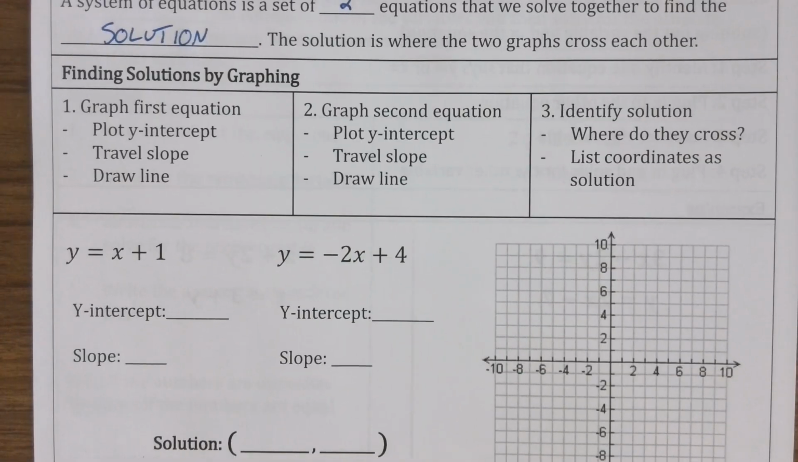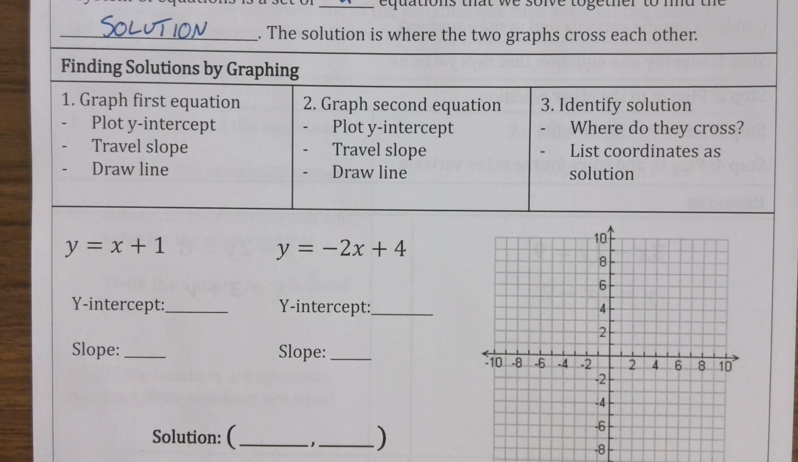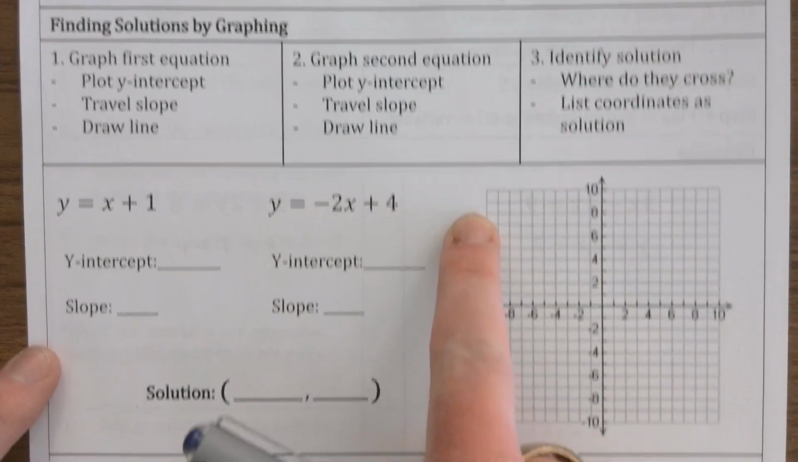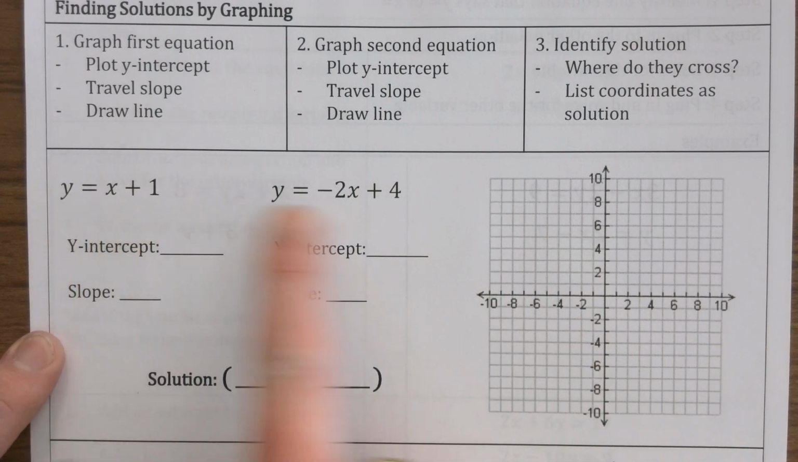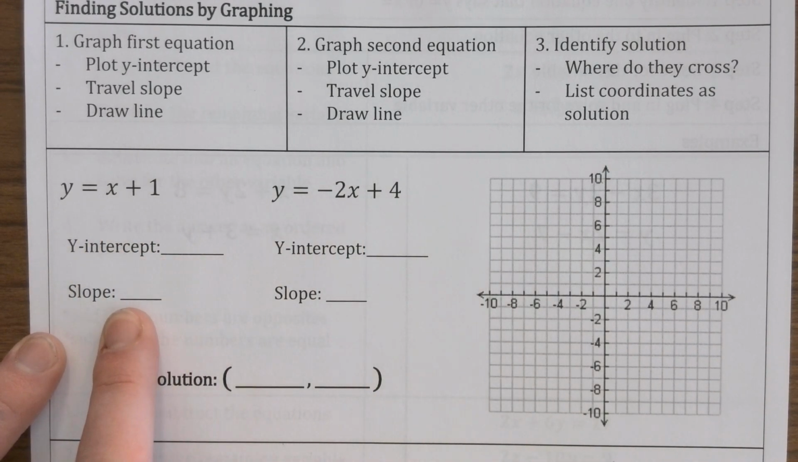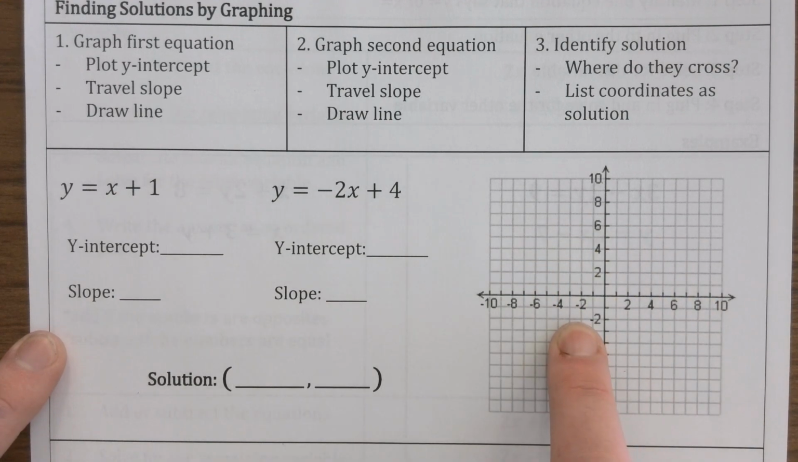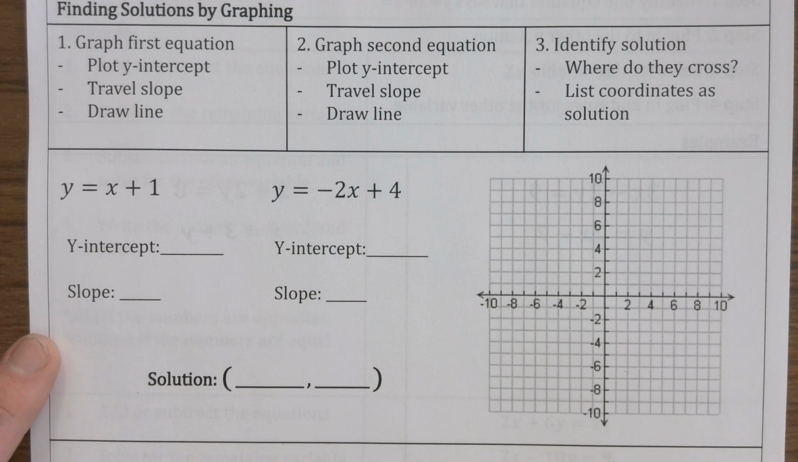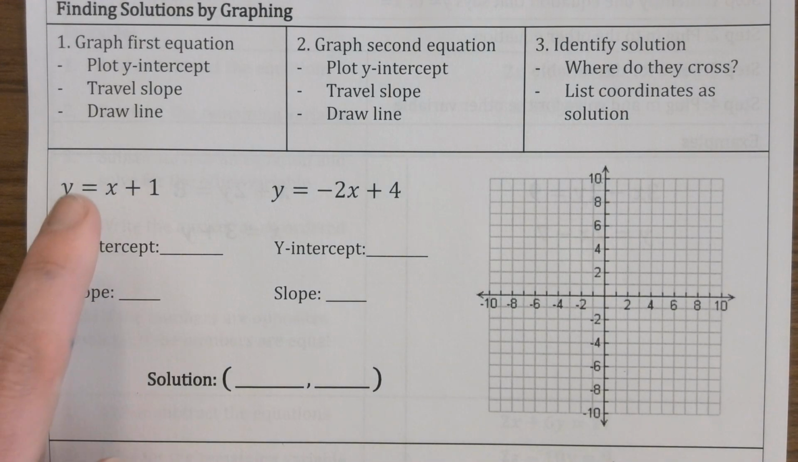So just like we did in the pre-module review, we're going to graph in the same way. So here's our first example. We've got this equation, we've got this equation. We're going to find the y-intercept and the slope. We're going to graph them by plotting our y-intercept, traveling our slope, and drawing our line. All right, so here's our first equation.